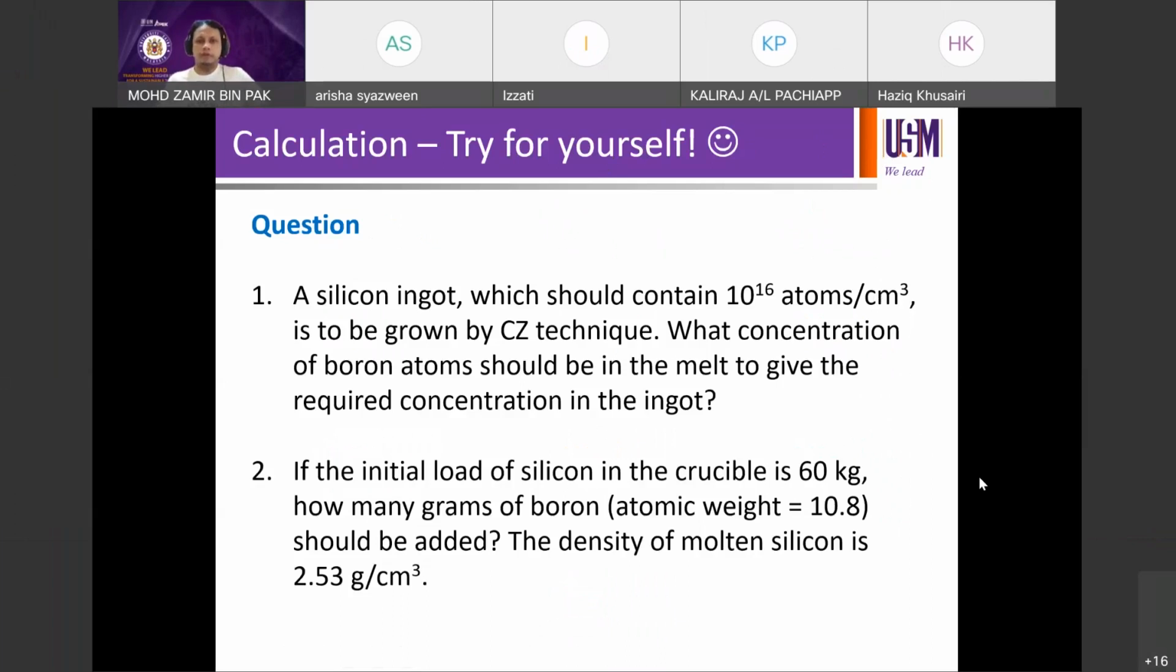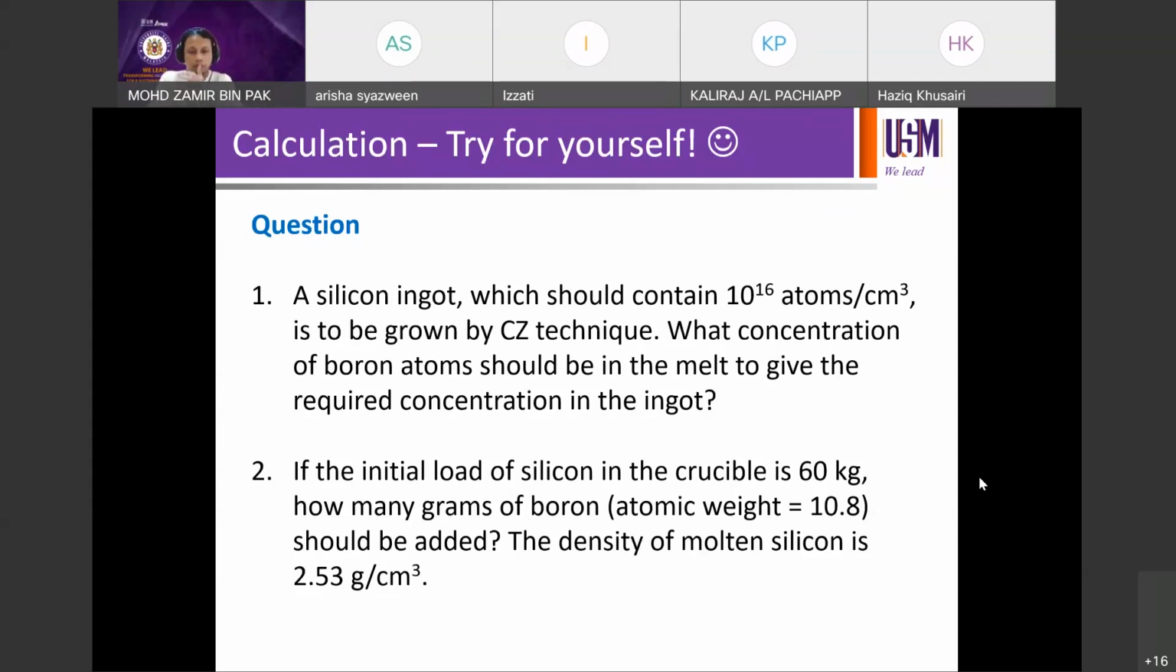All right. So we discussed the first part last week about the concentration of boron atoms in the melt needed to give a concentration in the ingot of 1 times 10 to the 16. And the answer was 1.25 times 10 to the 16 in the melt. So Cl is equal to 1.25 times 10 to the 16. So let's move on to the second question.